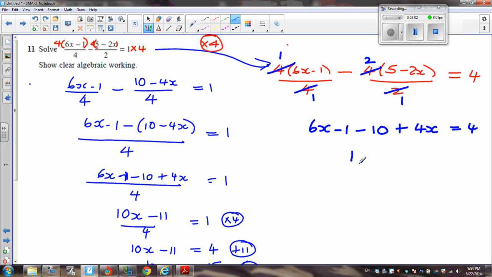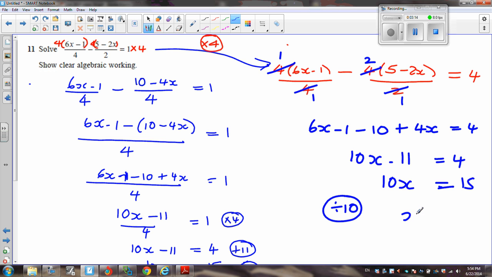Simplify the left-hand side, and we've got, again, 10x minus 11 is 4. Add that 11 to both sides. 10x is equal to 15. And again, dividing both sides by 10, x is equal to 1.5.